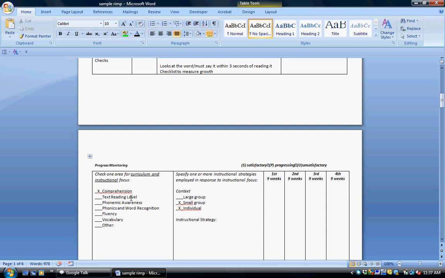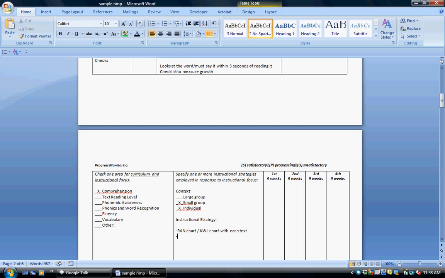Alright, so I've already checked the area for curriculum and instructional focus. The first one's comprehension. I can check this in a small group and as an individual. Now this is not where you put your comprehension test. This is specific strategies you will use with that one child. If you happen to have a group with them, great, do it in a group. If not, that's okay. So I'm going to use a RAND chart, which allows me to see what his misconceptions are, or a KWL chart with each text.